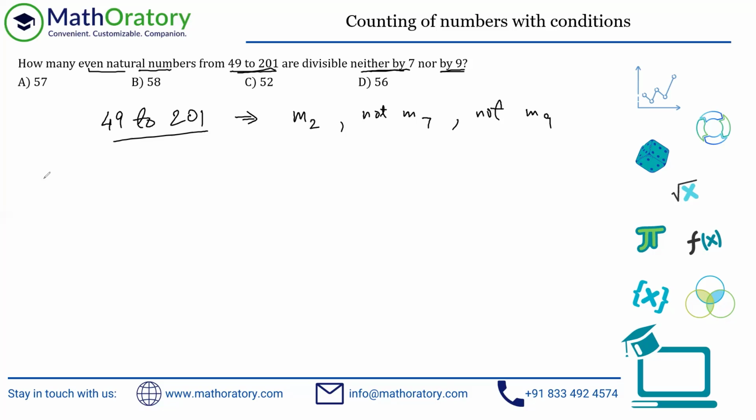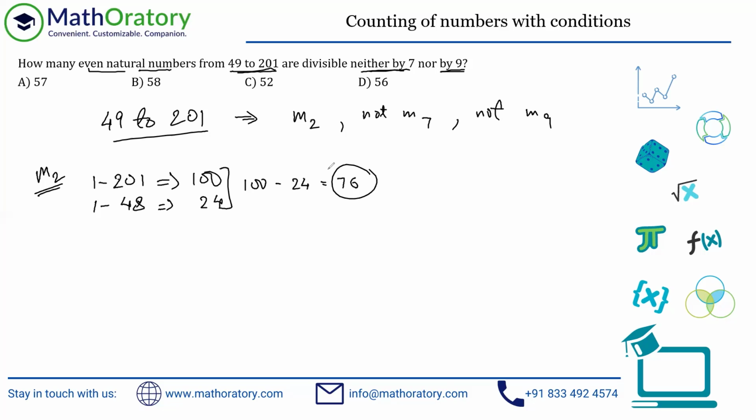So let us first figure out all the multiples of 2. Very simple. There are a lot of different ways to do this. From 1 to 201, there are 100 multiples of 2, which is up to 200, by the way. And from 1 to 48, by the way, we have to consider from 49 to 201. It will not be a problem in this case because 49 is anyhow not a multiple of 2. But anyhow, the correct way: 1 to 48, there are 24 multiples of 2. So just subtract these two. You have 100 minus 24, basically 76 multiples of 2, right? So you have a total of 76 multiples of 2.